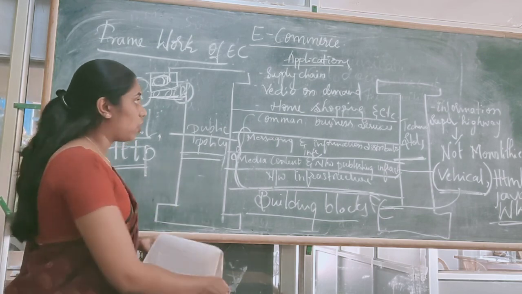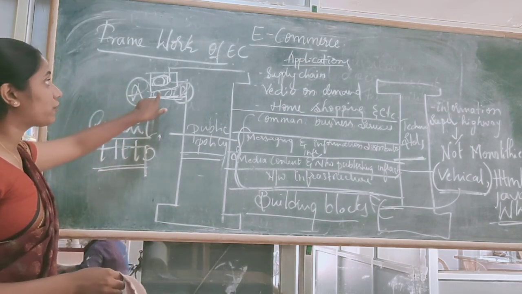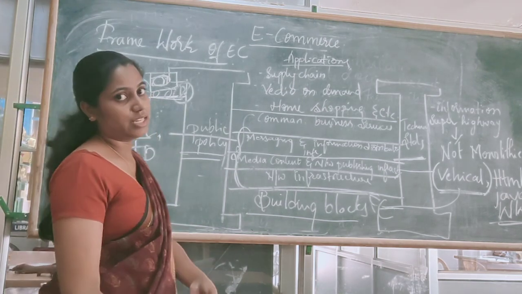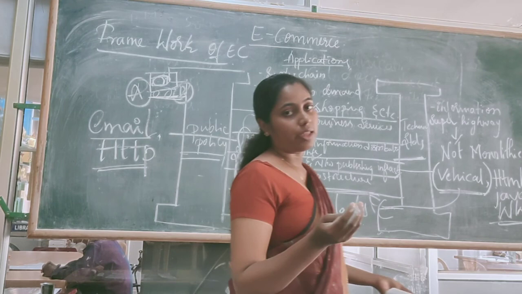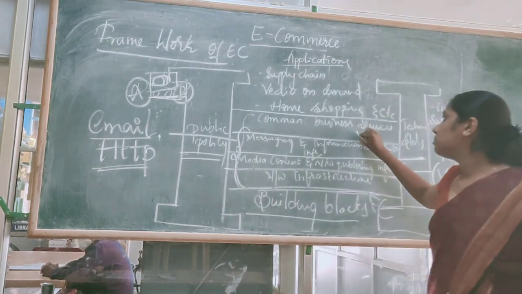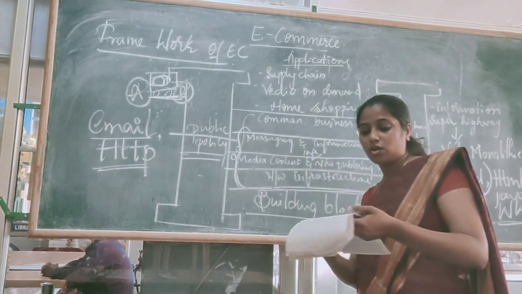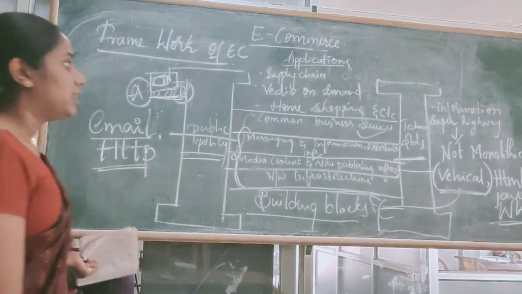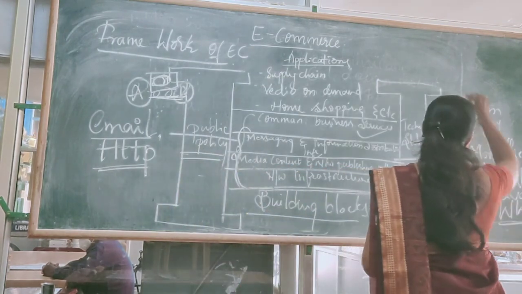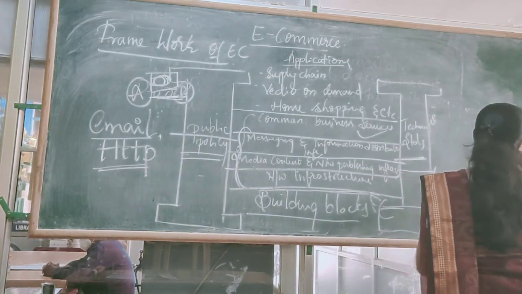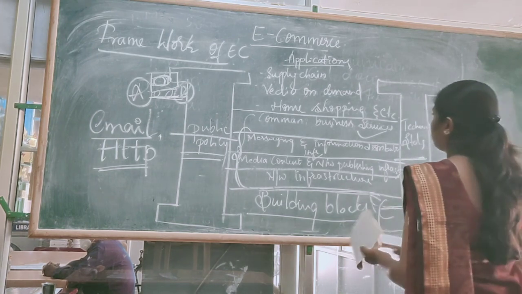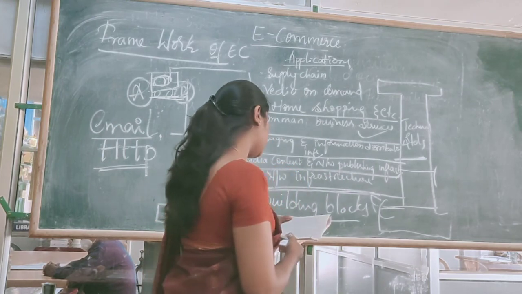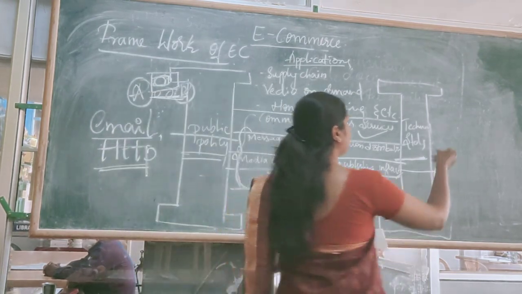To ensure the safe delivery of this message from A to B, or from source to destination, we need something, right? So there is common business services. What are the functions of common business services? The functions of common business services are to ensure safe delivery.